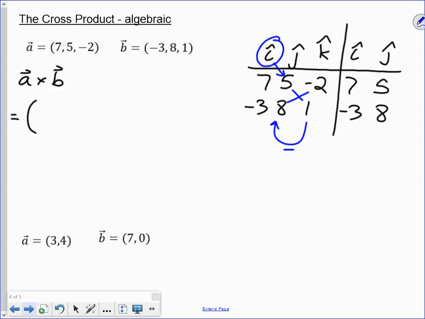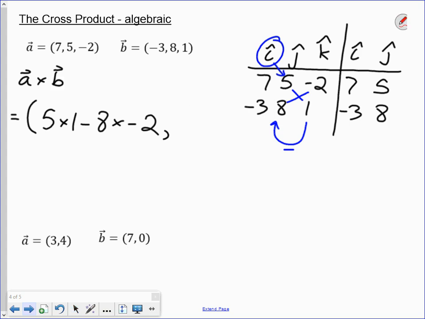So starting at the i, we go down on an angle to the 5 and then the 1. So we're going to get 5 times 1, and then we subtract, going up on that angle, 8 times -2. The result of doing that calculation is the x component of our cross product. And then we have to do the same thing for our y and our z.